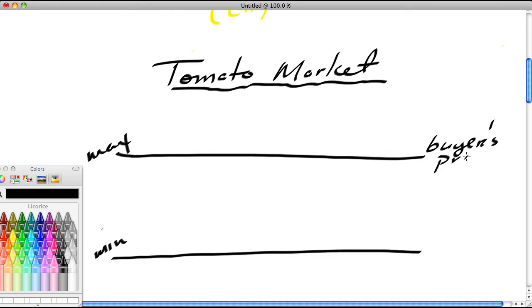The buyer will pay only so much for a particular product. Whose price sets the floor? The seller's price. The seller must receive a certain amount or the seller won't bring the product to market.